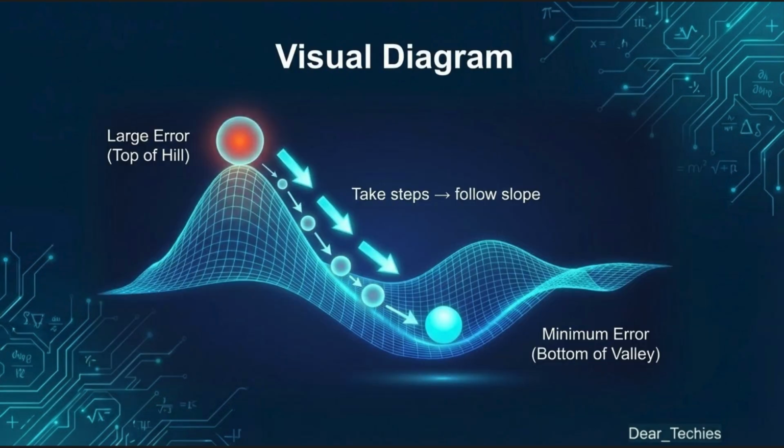Imagine a ball rolling from the top of a valley to the bottom. At the top, the error is large. As we move down the slope, the error decreases. Gradient descent guides the model like this ball, always moving in the direction where the error becomes smaller. When it reaches the bottom, it has found the best parameter values.